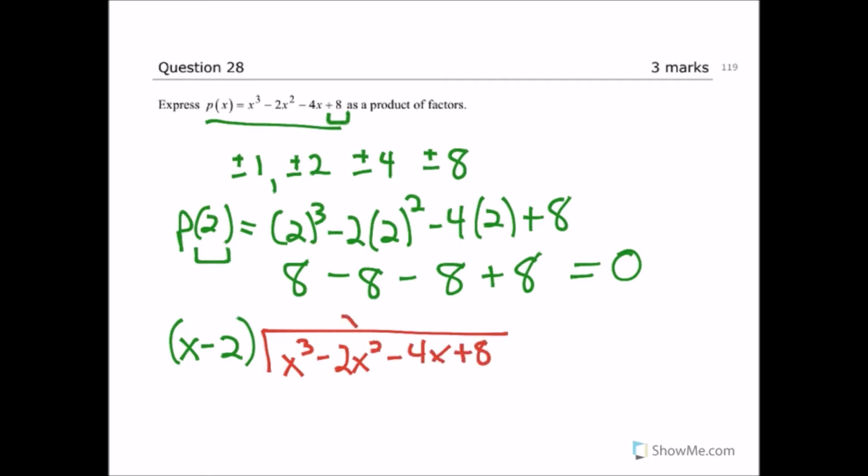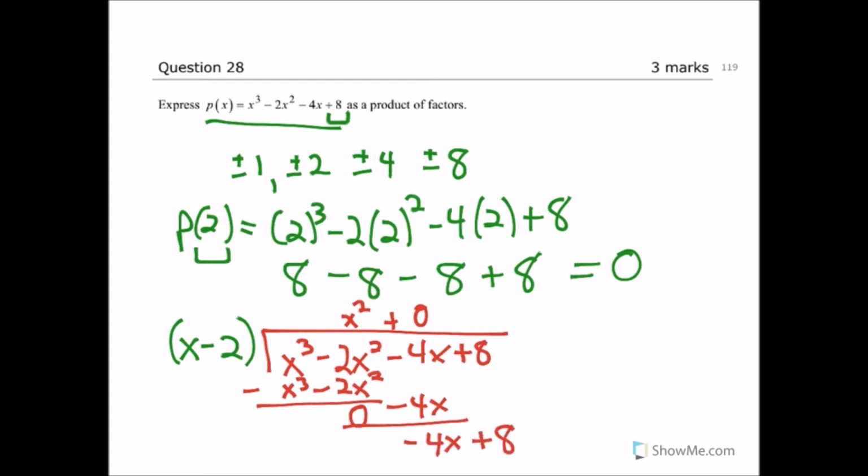x goes into x cubed, x squared times. x cubed minus 2x squared, and we get 0. x into 0 goes 0 times. Bring the minus 4x down, and we get 0. So this will come down again. We get minus 4x plus 8. And x goes into minus 4x, -4 times. And underneath that you'll get -4x plus 8, so it'll 0 out, no remainder.